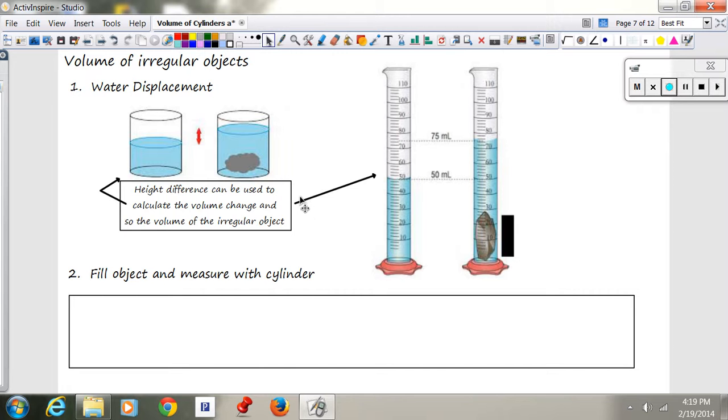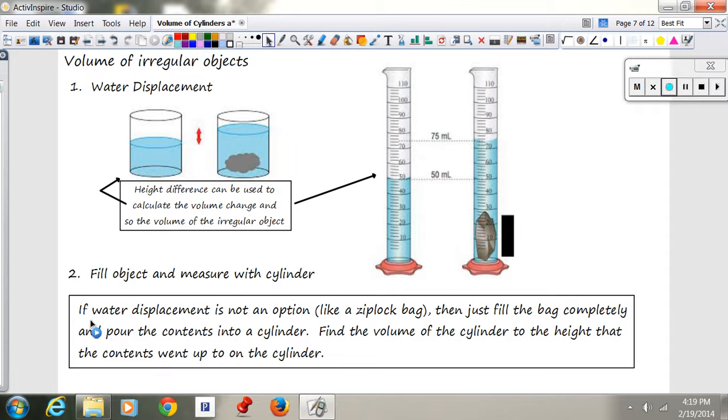But there's another way to find the volume of an irregular object, such as a Ziploc bag, a paper bag, a trash bag, or anything like that. If water displacement is not an option, you fill the bag as full as you can get it, and then pour the contents into a cylinder. Find the volume of the cylinder to the height that the contents went up to. So you would fill up your Ziploc bag with water or powder or rice, whatever, pour it into a cylinder, and then measure the volume in that cylinder.